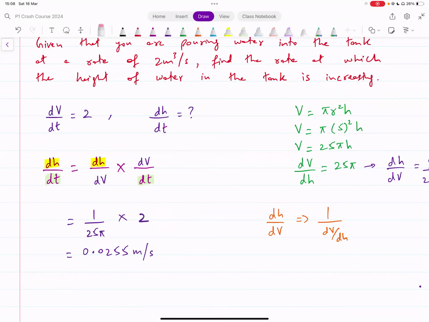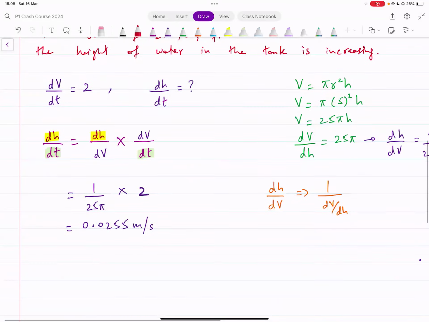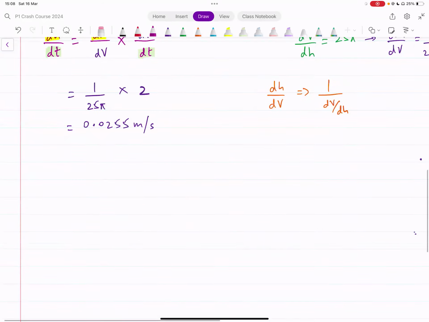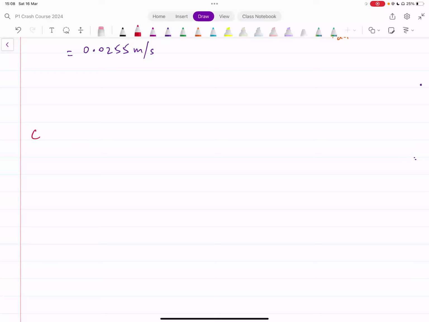So sometimes you could have dh over dt given, and you might have to find dv over dt or some other variable. You might have to find the rate of change of area in some cases or any other variable. You can make a chain rule like this. How is the chain rule going to work in general?